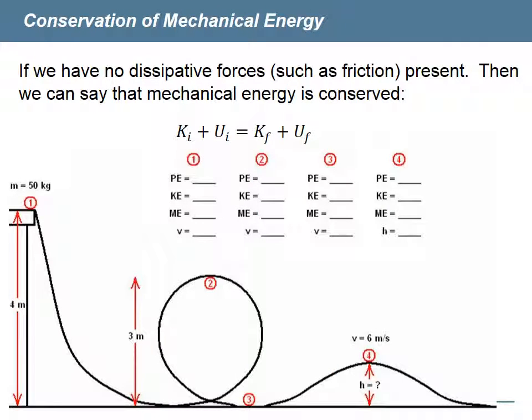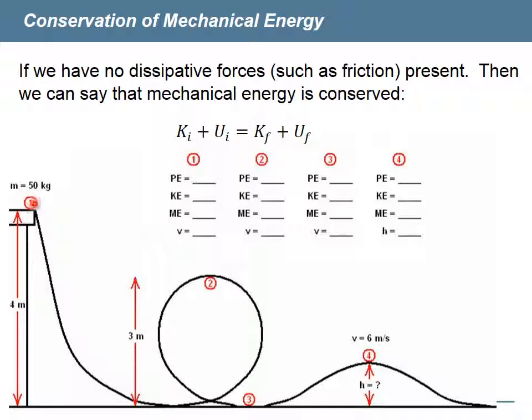So if we make the assumption, or if we have a really smooth surface, and we say that there are no dissipative forces like friction present, obviously that has to be no air friction, no air drag as well, then we can say that mechanical energy is completely conserved, right? So we can say here that the initial kinetic energy plus the initial potential energy is equal to the final kinetic energy plus the final potential energy, right? And this initial and final can really be at any point, right?